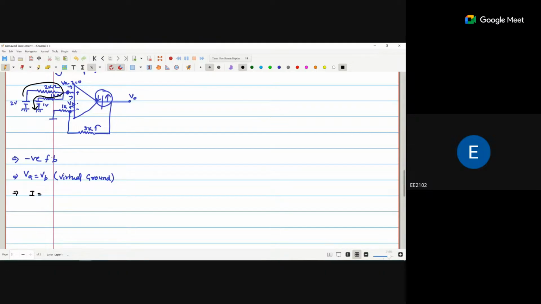2 volts and 1 volt are opposite, that means the positive terminal is connected with the positive terminal. So 2 minus 1 divided by the resistance 3 kilo, so 1 by 3 milliampere is the current. If 1 by 3 milliampere is the current, the voltage drop across this point is 1 by 3 volts.